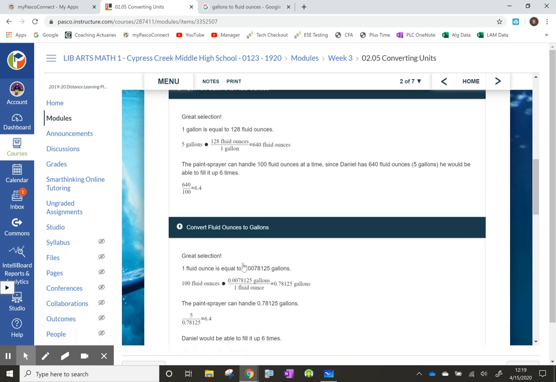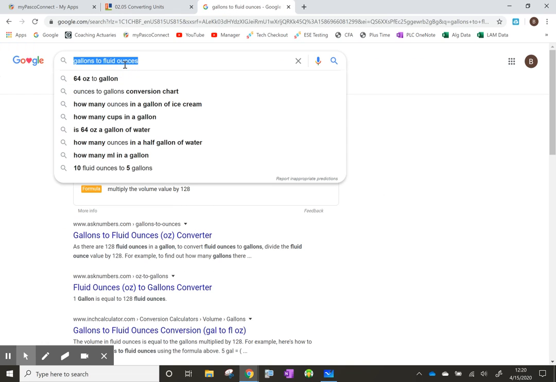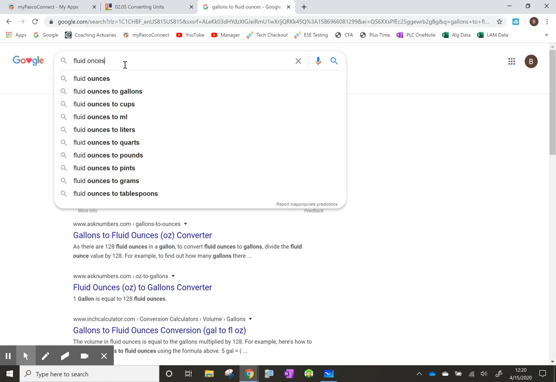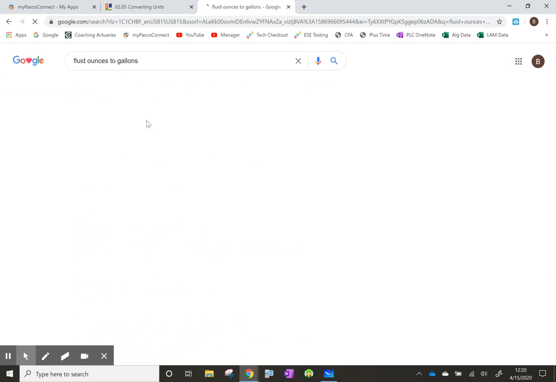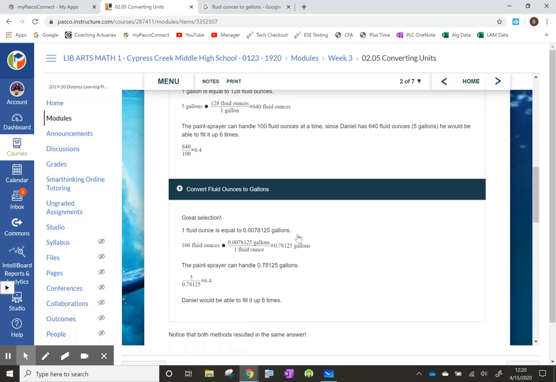If you want to convert fluid ounces to gallons, again, you can do this in Google. So you can go fluid ounces to gallons, right? And it'll tell you the conversion rate. And we're going to use that conversion right here, okay? 1 fluid ounce is equal to 0.007812 gallons. And that's what they have.